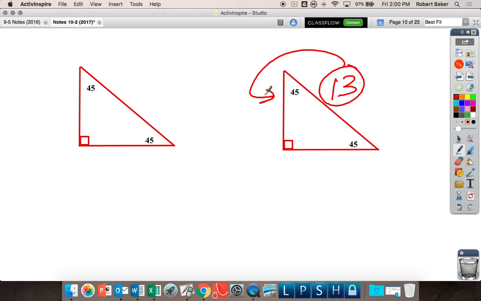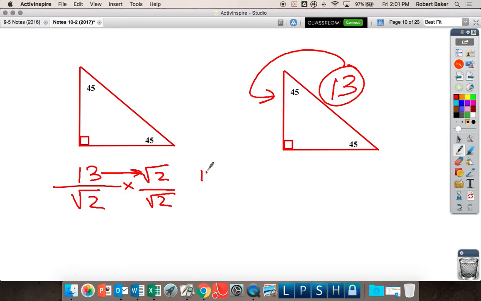It's getting smaller. Divide. So I have to do 13 divided by the square root of 2. You're like, Baker, we've already done that, right? But we haven't done it with an odd number. So if I multiply by the number 1, 13 times the square root of 2. The square root of 2 times the square root of 2.